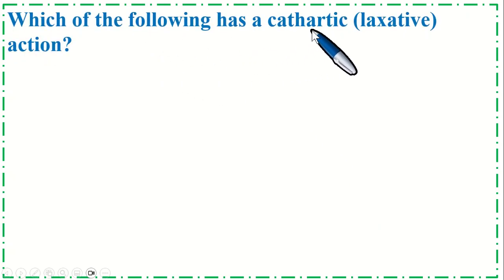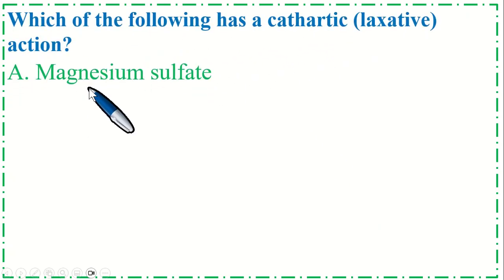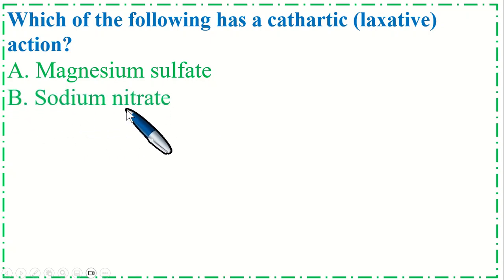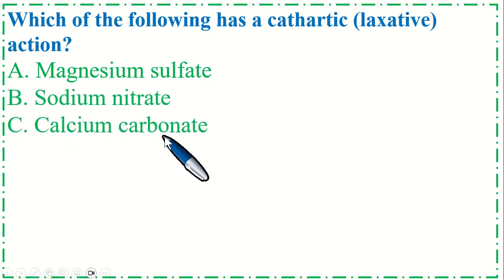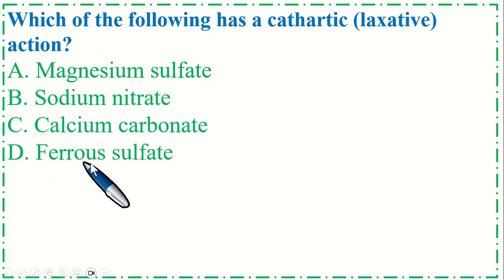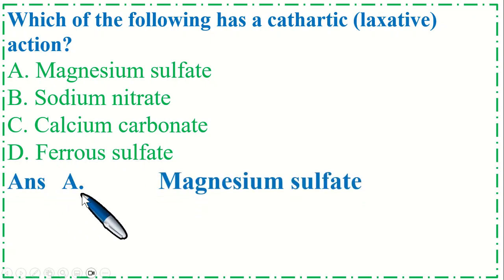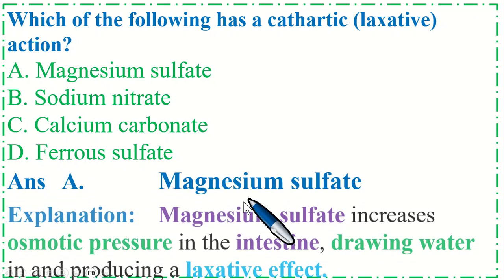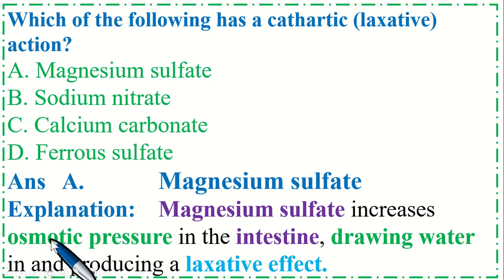Which of the following has a cathartic laxative action? Option A, magnesium sulfate, B, sodium nitrate, C, calcium carbonate, and option D, ferrous sulfate. So the correct option is A, magnesium sulfate. Magnesium sulfate increases osmotic pressure in the intestine, drawing water and producing a laxative effect.